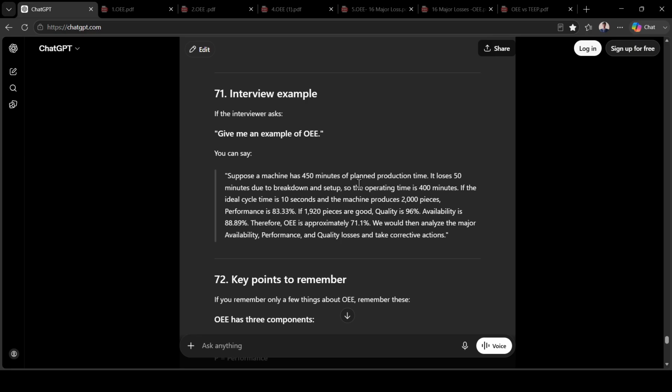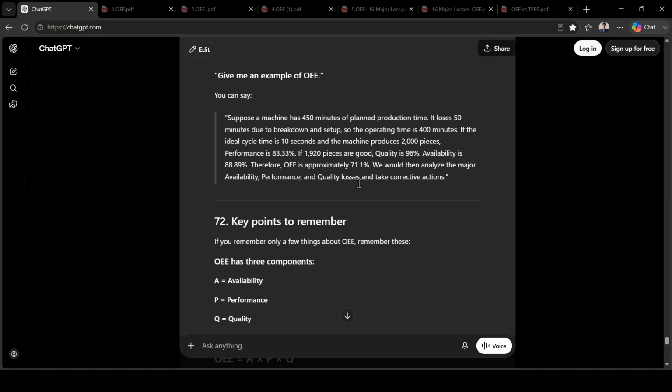And we would then analyze the major availability, performance, and quality losses and take corrective action. The key point to remember.